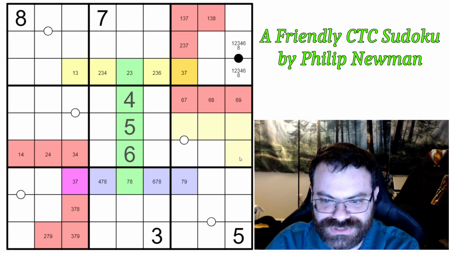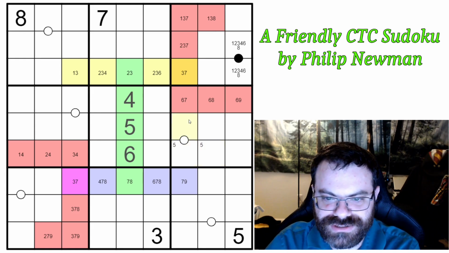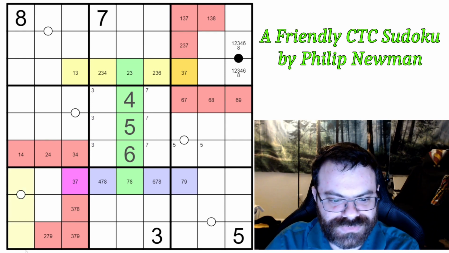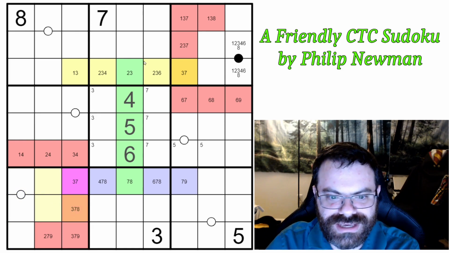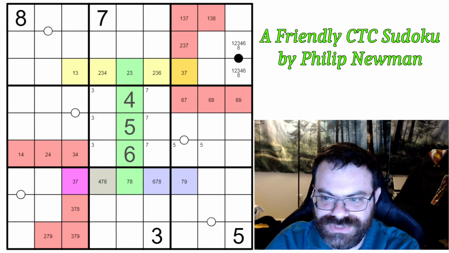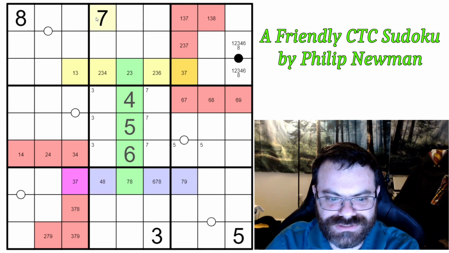We've got 5s looking into here, so 5 is here or here. If the 5 were here, this would be a 4 or a 6, and both are possible, as far as I can tell. We've got a 7 here somewhere, and a 3 here somewhere. Eights are there. I'm not going to mark that yet. Oh, this can't be 7 because of the given 7.